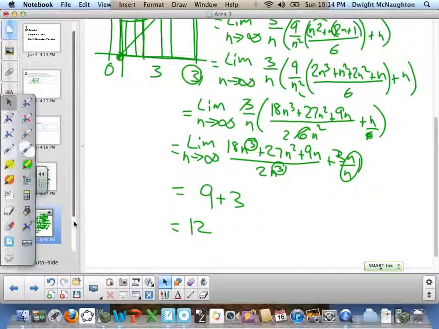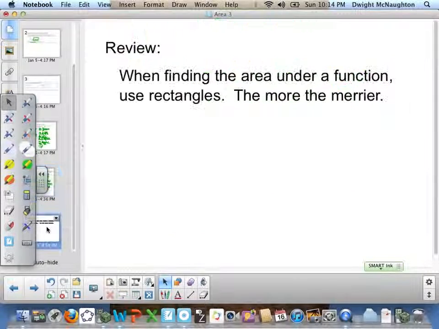So in conclusion, in review, to find the area under a function, use rectangles. The more rectangles, the better. In fact, infinite rectangles, the best. Take your rectangles, approach infinity with your rectangles.